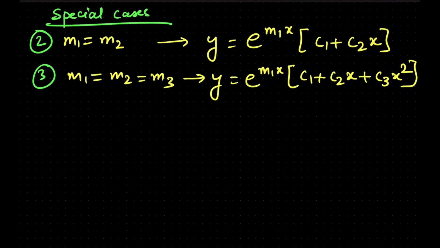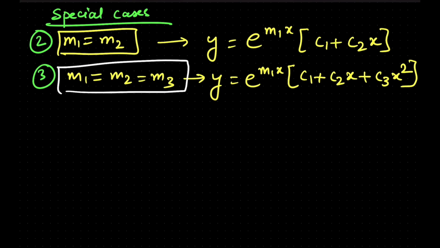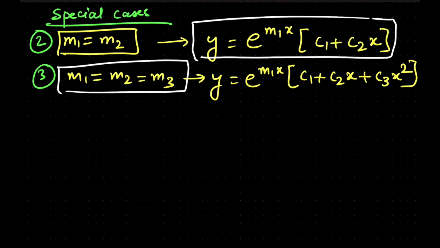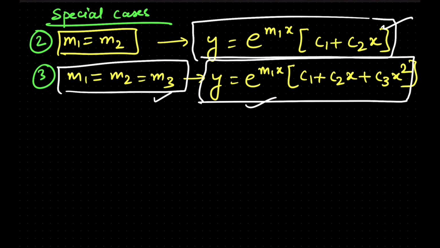Okay, so now let's see other special cases. What if the two roots are equal, or what if the three roots are equal? If the two roots are equal, then the solution will become y is equal to e to the power of m1 x into bracket c1 plus c2 into x. And in case there are three equal roots, then this will be the solution. So let's derive both one by one, and then you can generalize this.